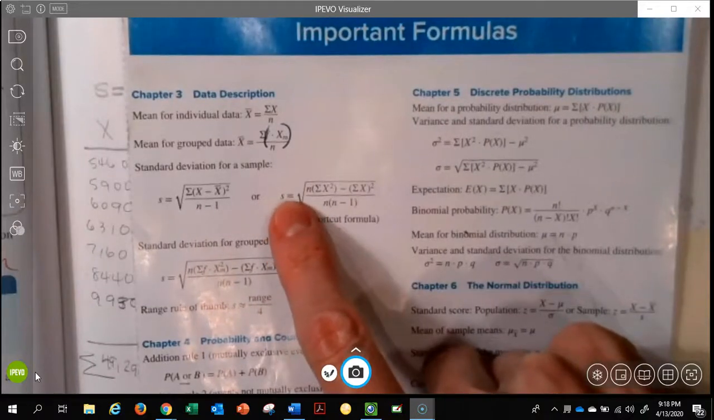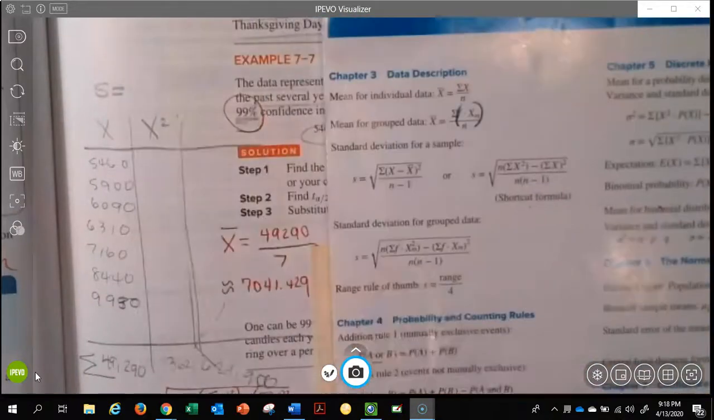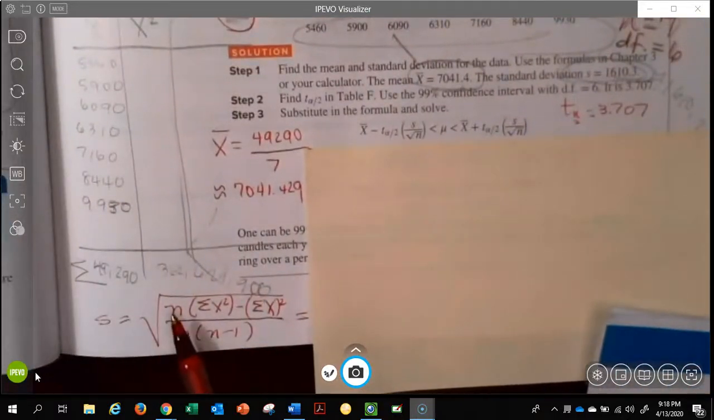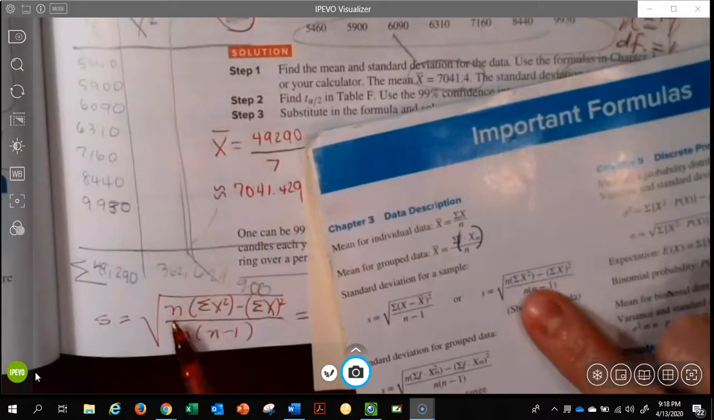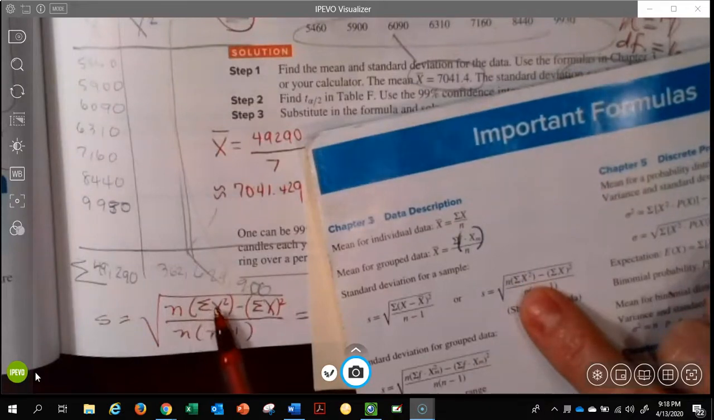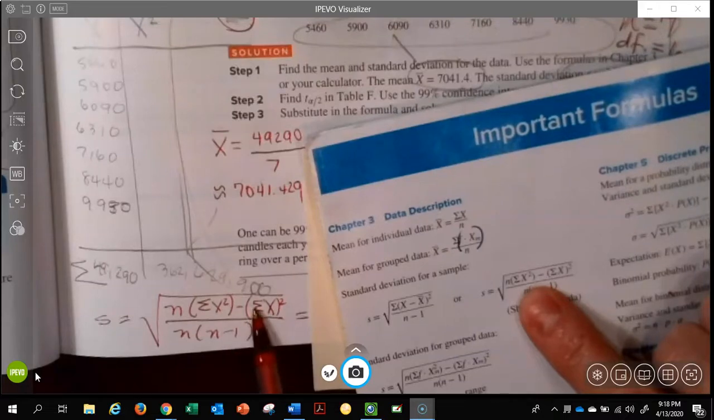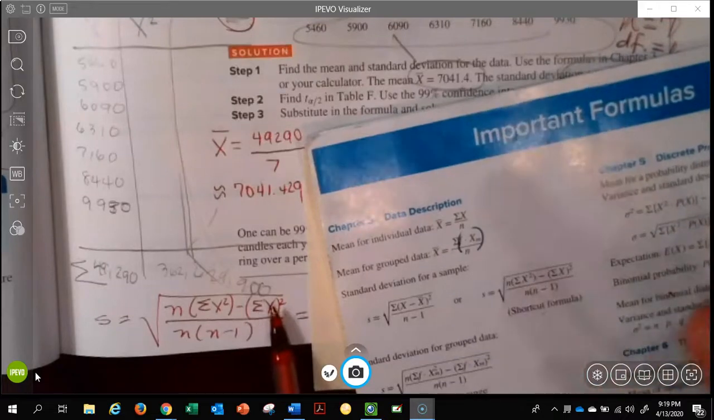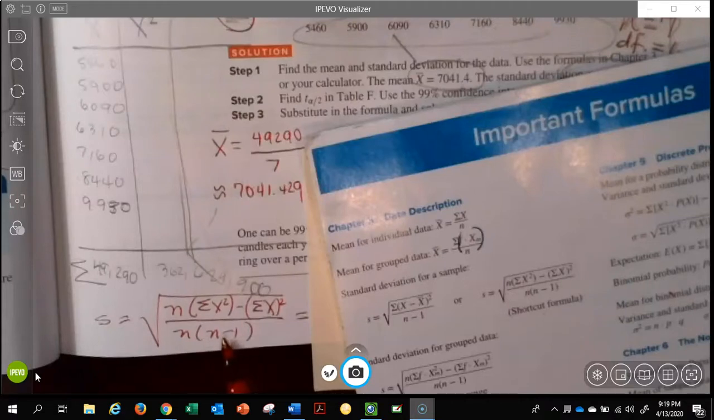My standard deviation for my sample is going to be the square root of, and so I've already rewritten it down here at the bottom. I rewrote it from here that it's my sample size times the sum of all of the x squares minus, I'm going to sum up all of the x's, and then I'm going to take that number and square it. And I'm going to divide it by, well, my n was 7, and my n minus 1 is 6, so this will be 7 times 6, or 42.